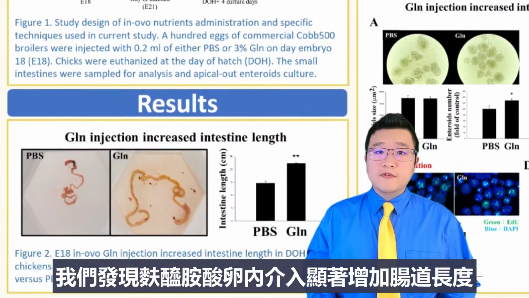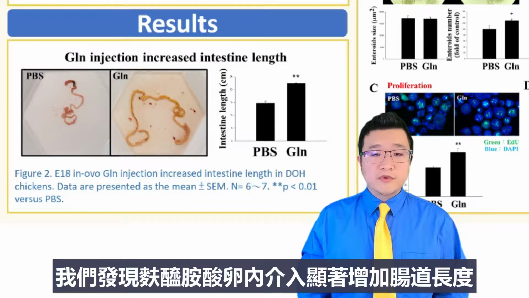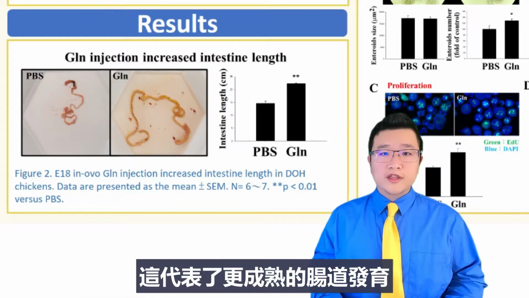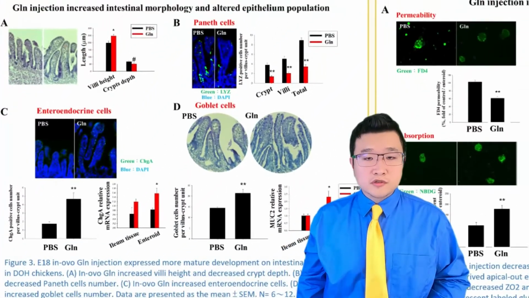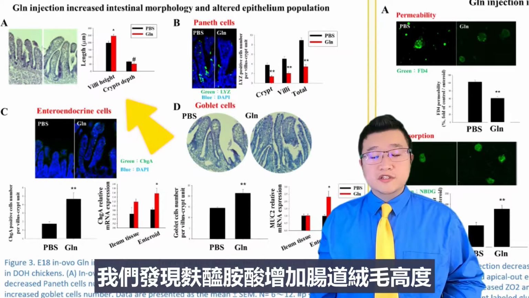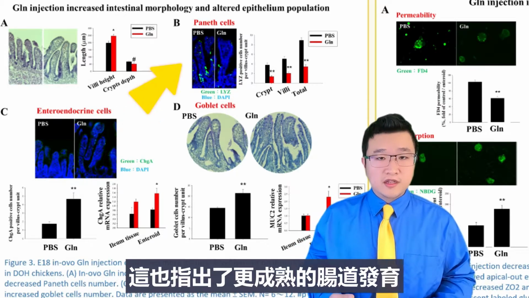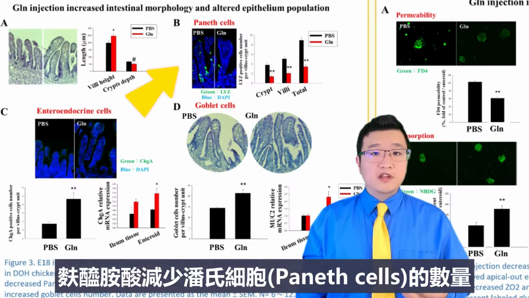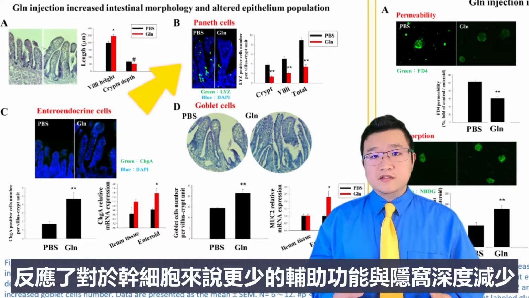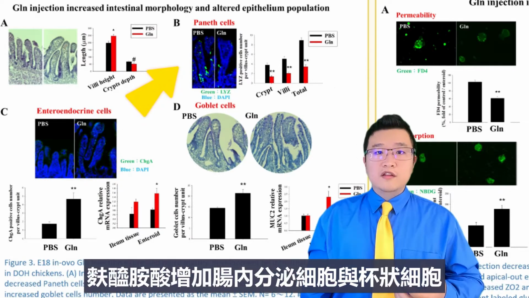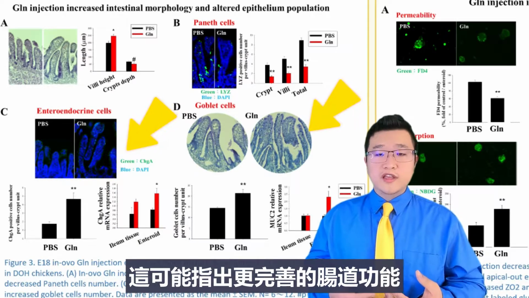With our results, we found that the intestine length significantly increased in the in ovo glutamine treatment group, indicating a more mature intestine. Next, we quantified the intestinal morphology and epithelium populations. We found the glutamine treatment significantly increased the villus height and decreased the crypt depth, which also indicates a more developed intestine. For the epithelium population, Paneth cells significantly decreased, which might indicate decreased support to stem cells, reflecting the decreased crypt depth. Enteroendocrine cells and goblet cells significantly increased, which might indicate more mature intestinal functions.